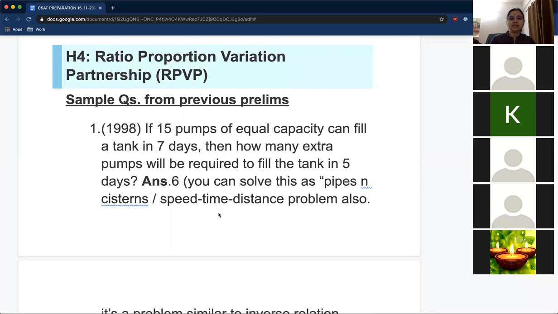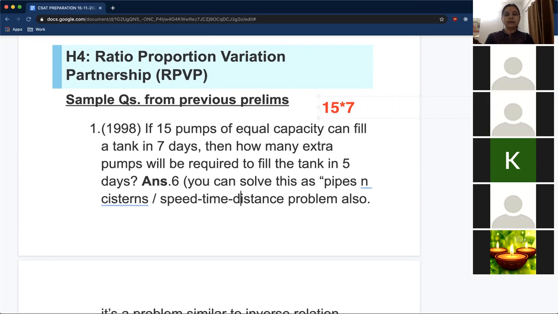This question is inversely proportional. So what can we do? 15 into 7 by 5 is equal to x into 5. How many days will it take, and for 5 days how many pumps are needed? 21. Already 15 pumps are there. How many extra do I have to take? 6 more. 21 minus 15, that is nothing but 6. Very good. Answer is 6.